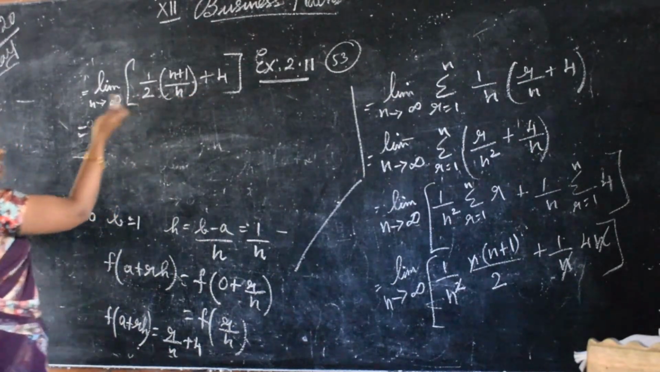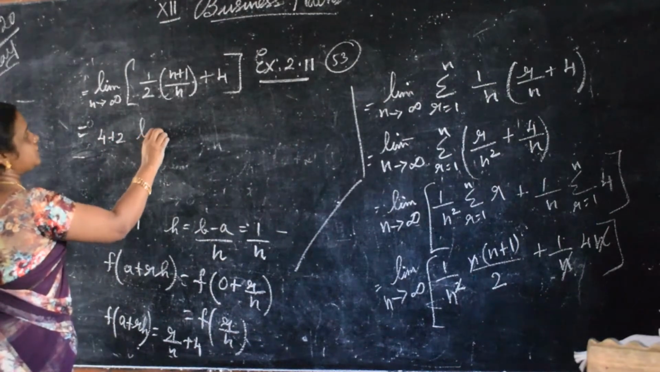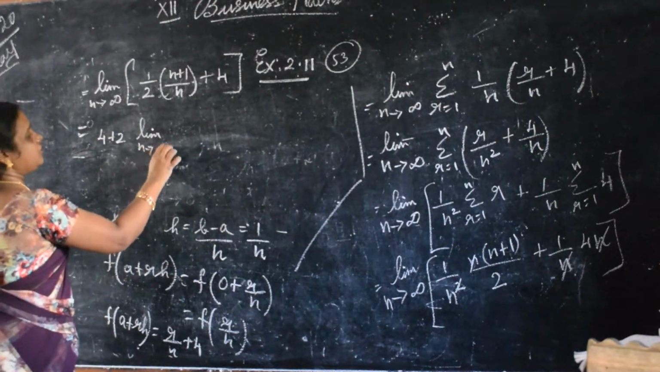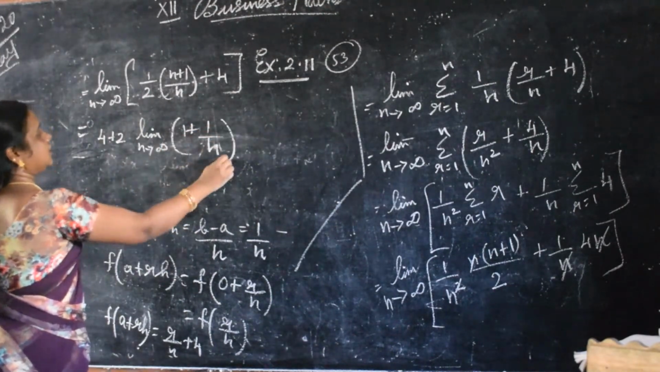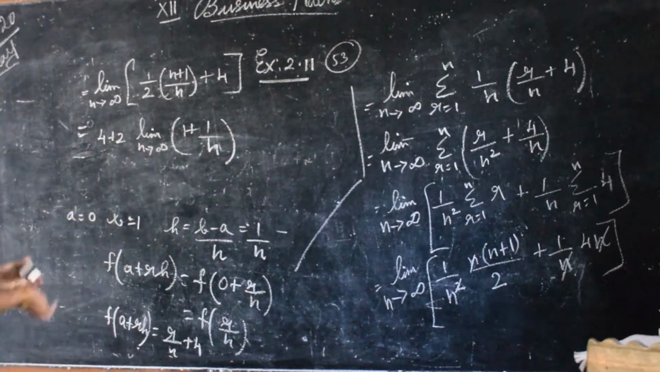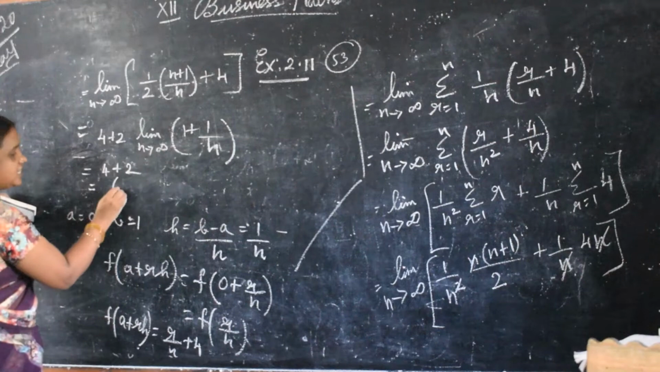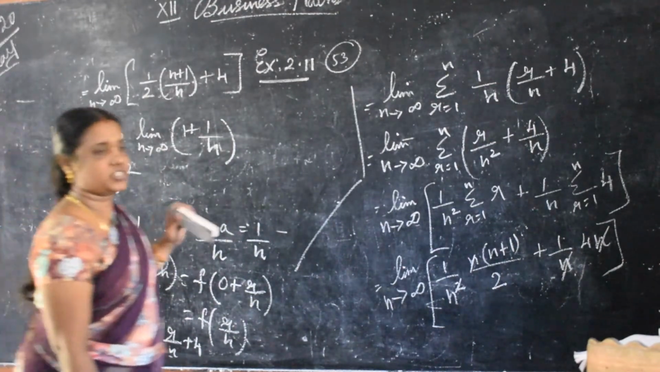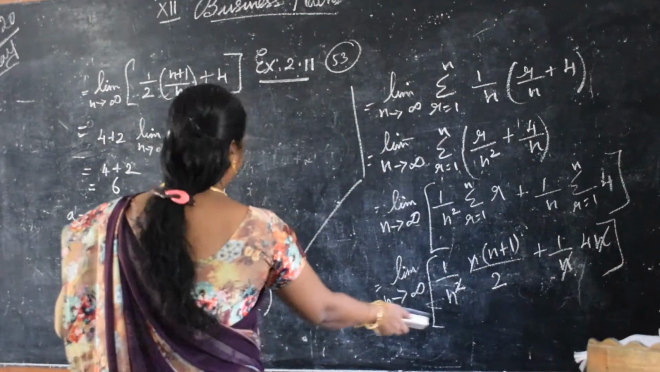Okay, now what am I going to do? See the 4 and the half are available. 4 plus 1 by 2 limit n tends to infinity, divide by n, 1 plus 1 by n. Have you understood, children? If n tends to infinity, you will get only 1 there. So 4 plus 1 by 2. What is the answer? The answer is 9 by 2. Have you understood, children? See here, 4 plus here 1 by 2.